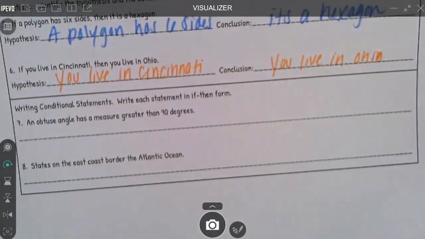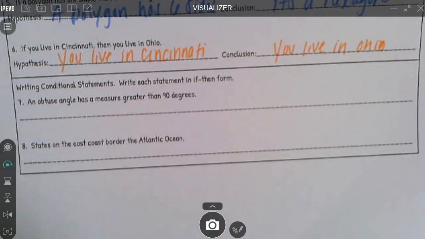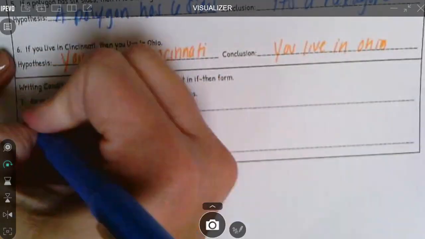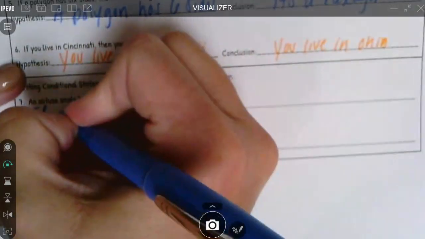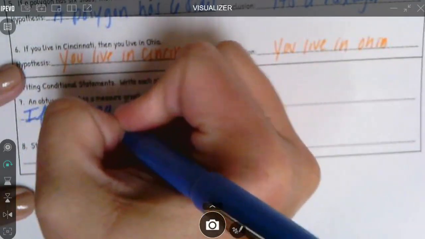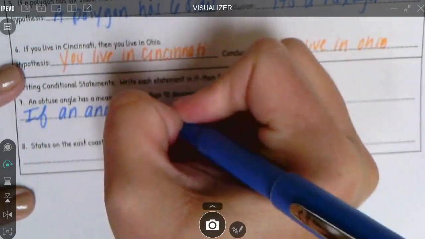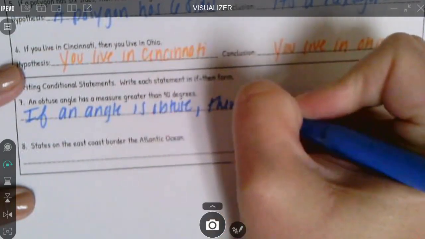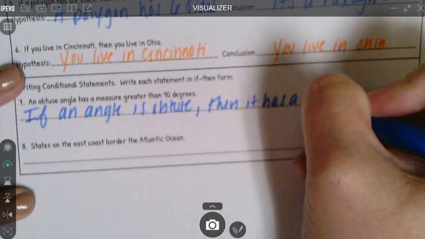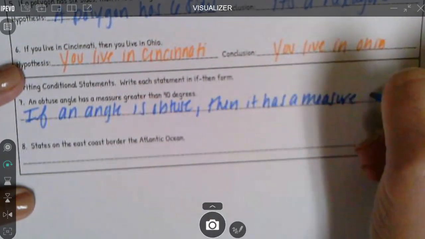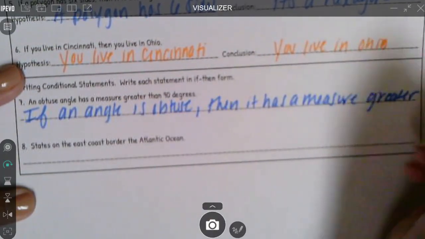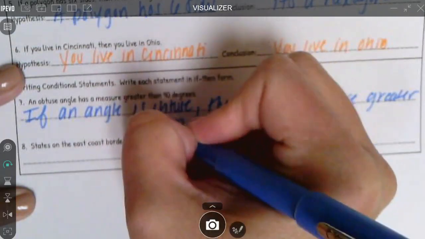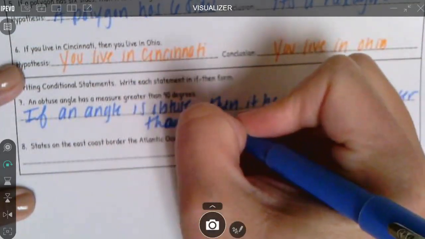So now 7 and 8, writing conditional statements. We're going to write each statement in if-then form. An obtuse angle has a measure greater than 90 degrees. So if an angle is obtuse, then it has a measure greater than 90 degrees.